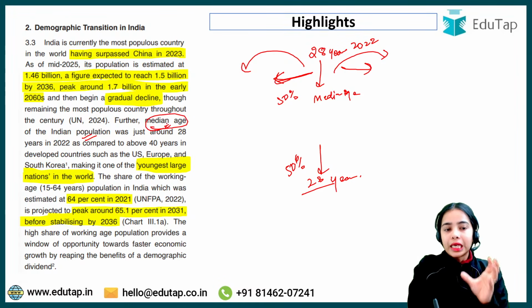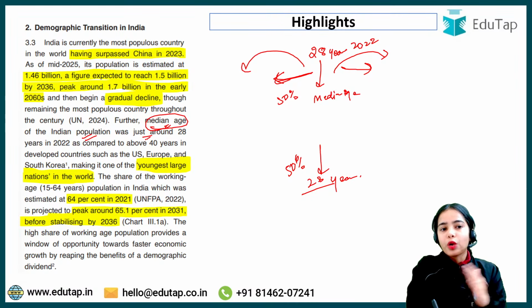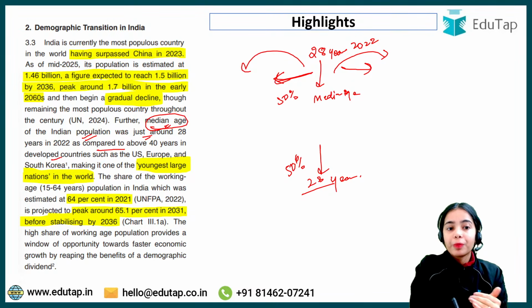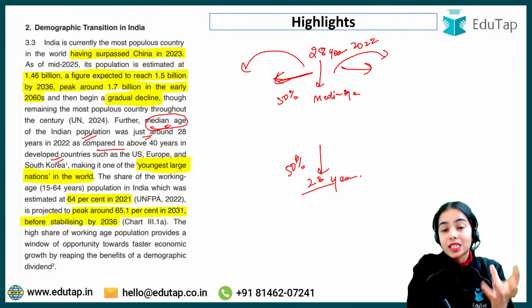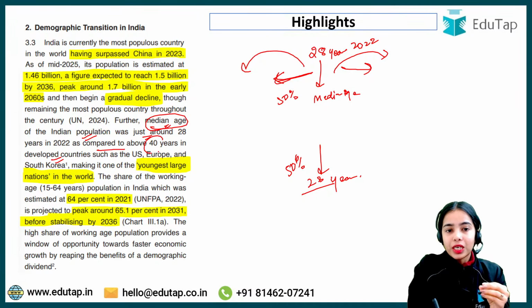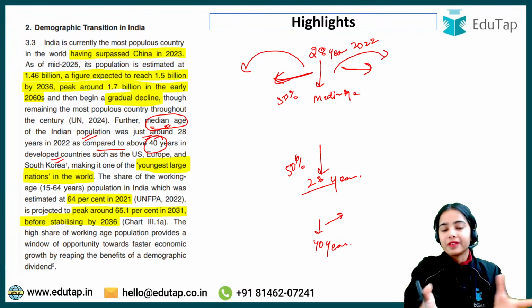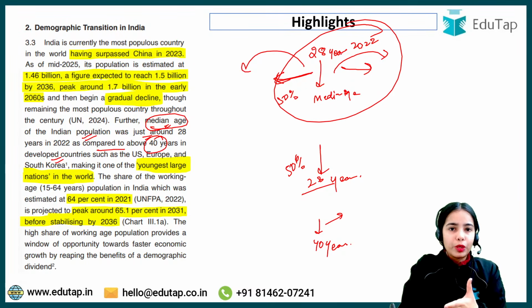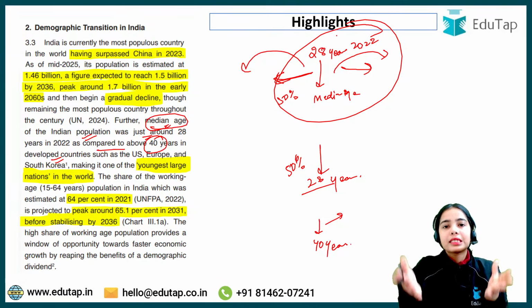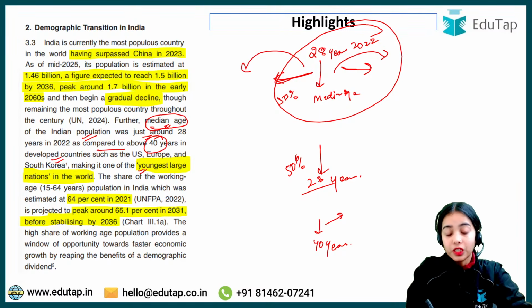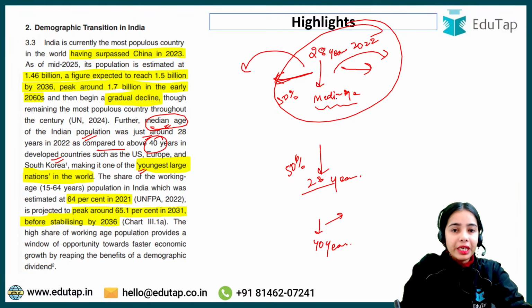The median age of the Indian population was just around 28 years in 2022, as compared to above 40 years in developed countries like the US, Europe and South Korea. So the median age is above 40 years in the developed countries. We have a very young population, as most of our population is young. So India is one of the youngest large nations in the world because we have a very young median age, that is only 28 years.